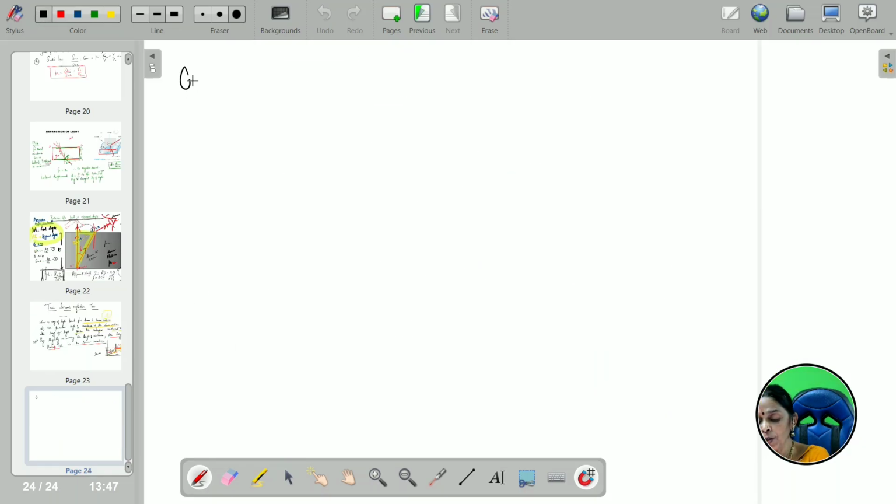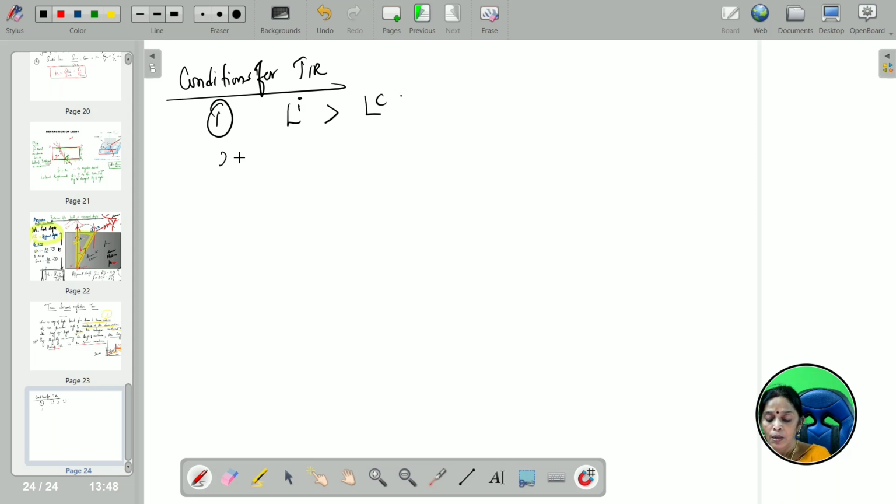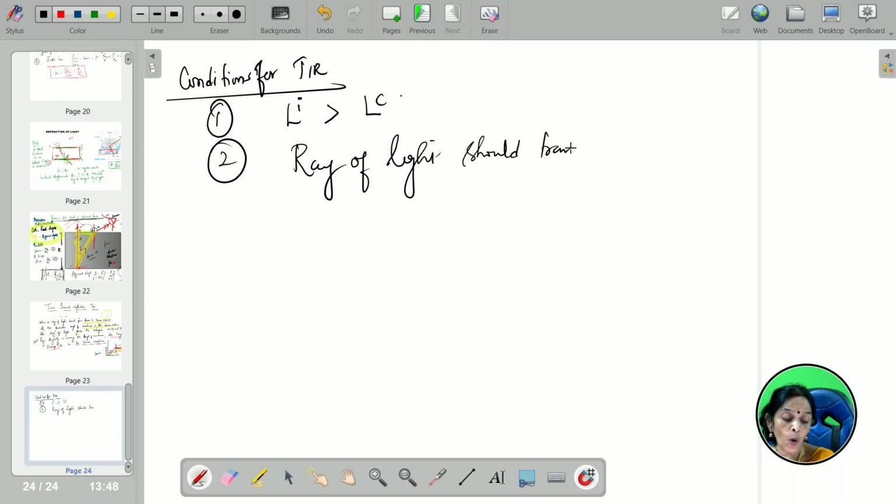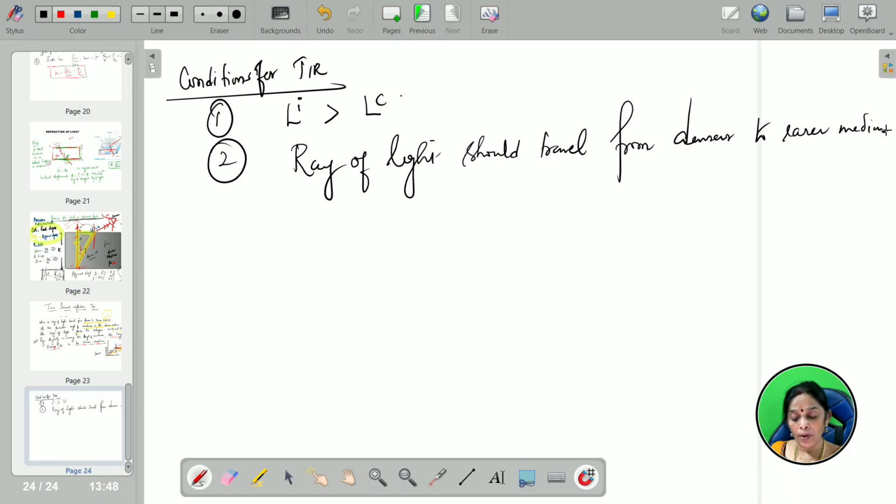Let us see the conditions for TIR to occur. Point number one, the angle of incidence should be greater than the critical angle. Point number two, the ray of light should travel from the denser medium to the rarer medium. Then only TIR will happen.